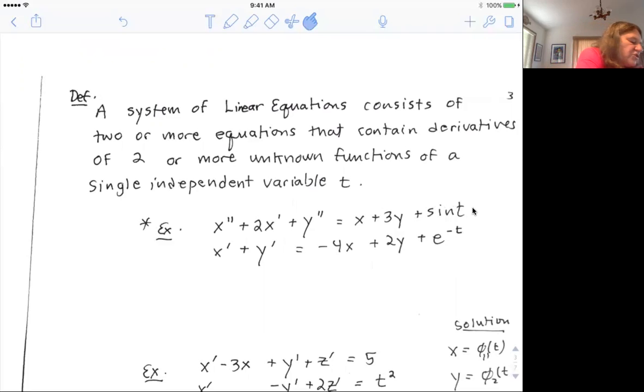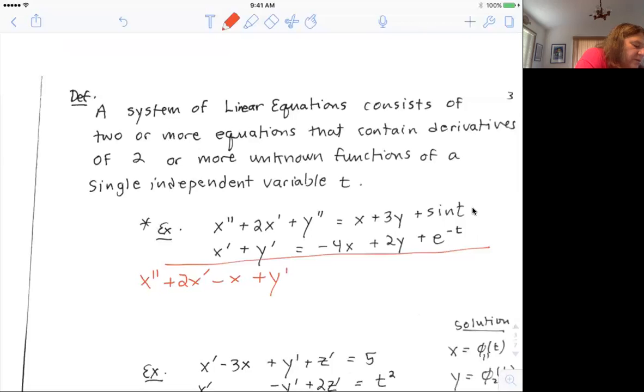One thing we're going to do with these is move all the x's and y's over. So x double prime plus 2x prime minus x plus y double prime minus 3y is going to be sine t. So it's easy for you to see there: the function on the right is your function of t, and on your left are all the functions of which you're going to take the derivatives.